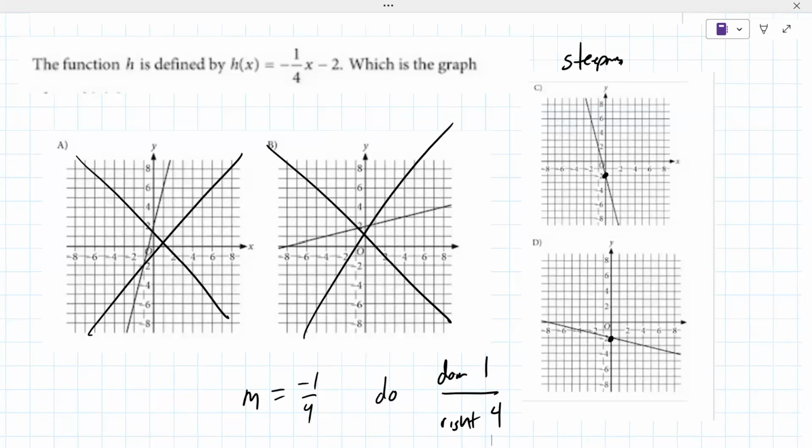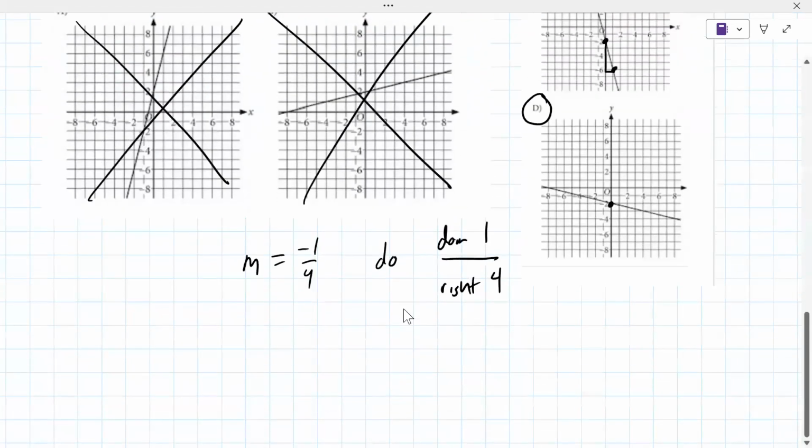C? I'm sorry, did you say C or D? I said C. So again, you could go pick another point here. How much down are you going? How much right are you going? Oh wait, no, it's D. Sorry. It is D. I didn't notice that.